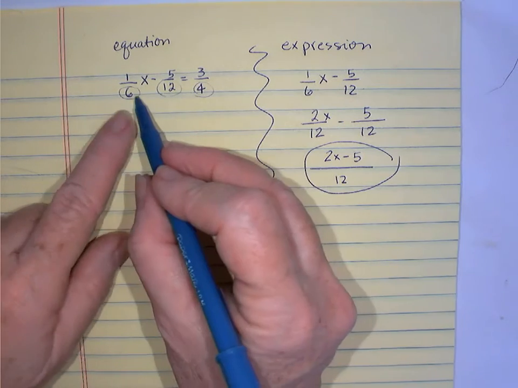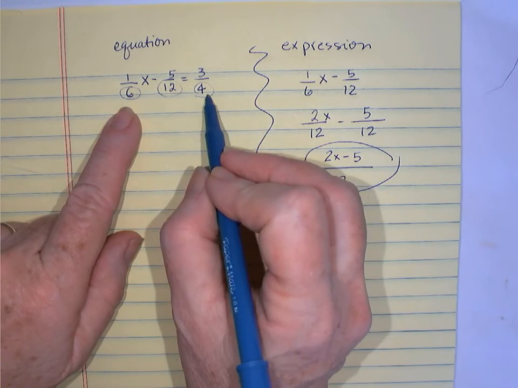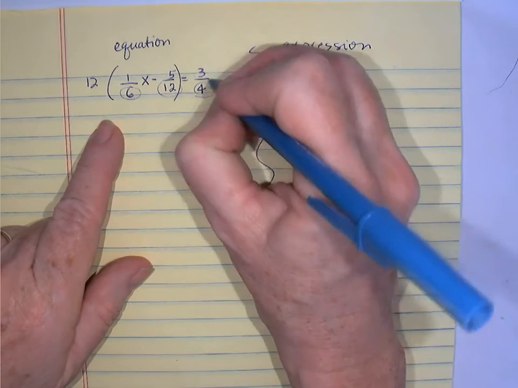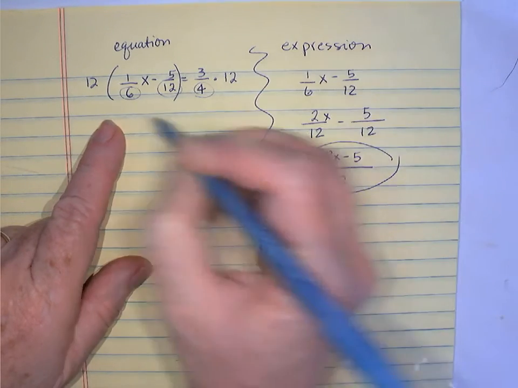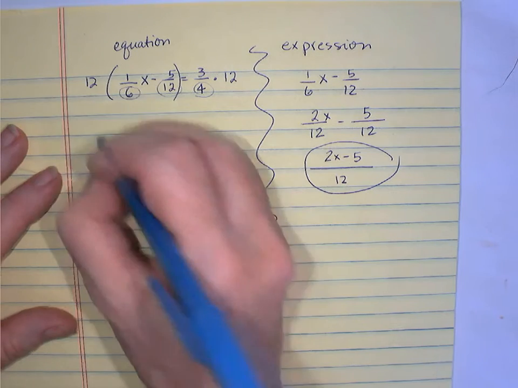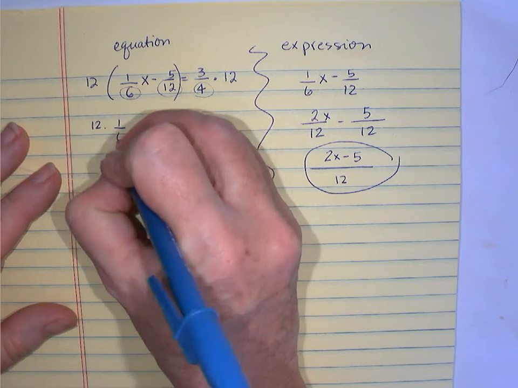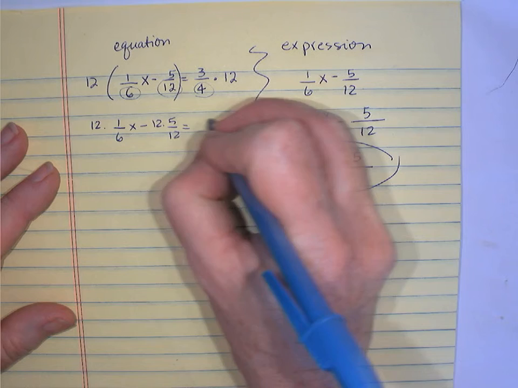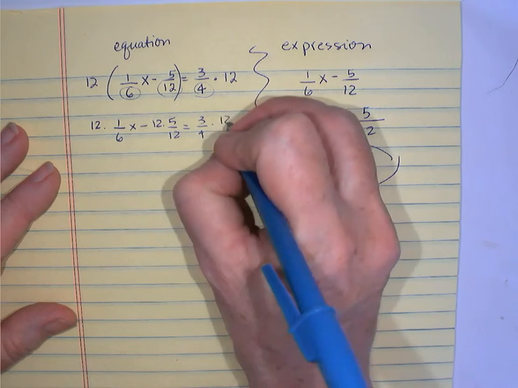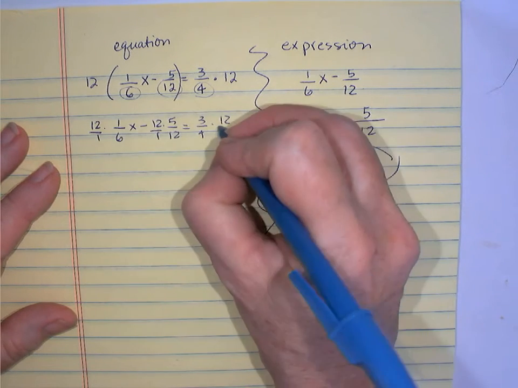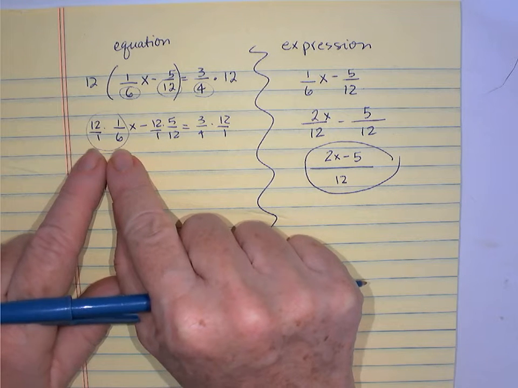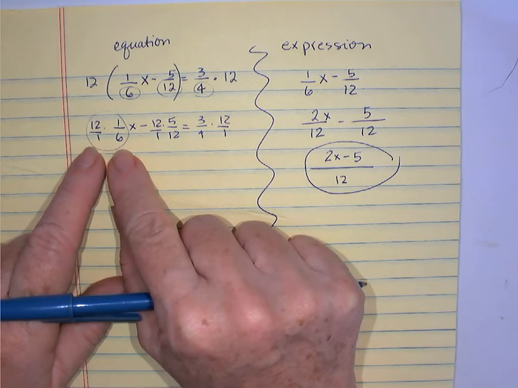What's the smallest number that 6 and 12 and 4 can be divided into? Well, that's 12. So we can use the multiplication property of equality. We'll multiply both sides by 12. I'm going to distribute the 12, and I'm going to write that 12 as 12 over 1. And what I hope we have spoken about in class is that when you're multiplying fractions, one little shortcut is to cancel out common factors first.